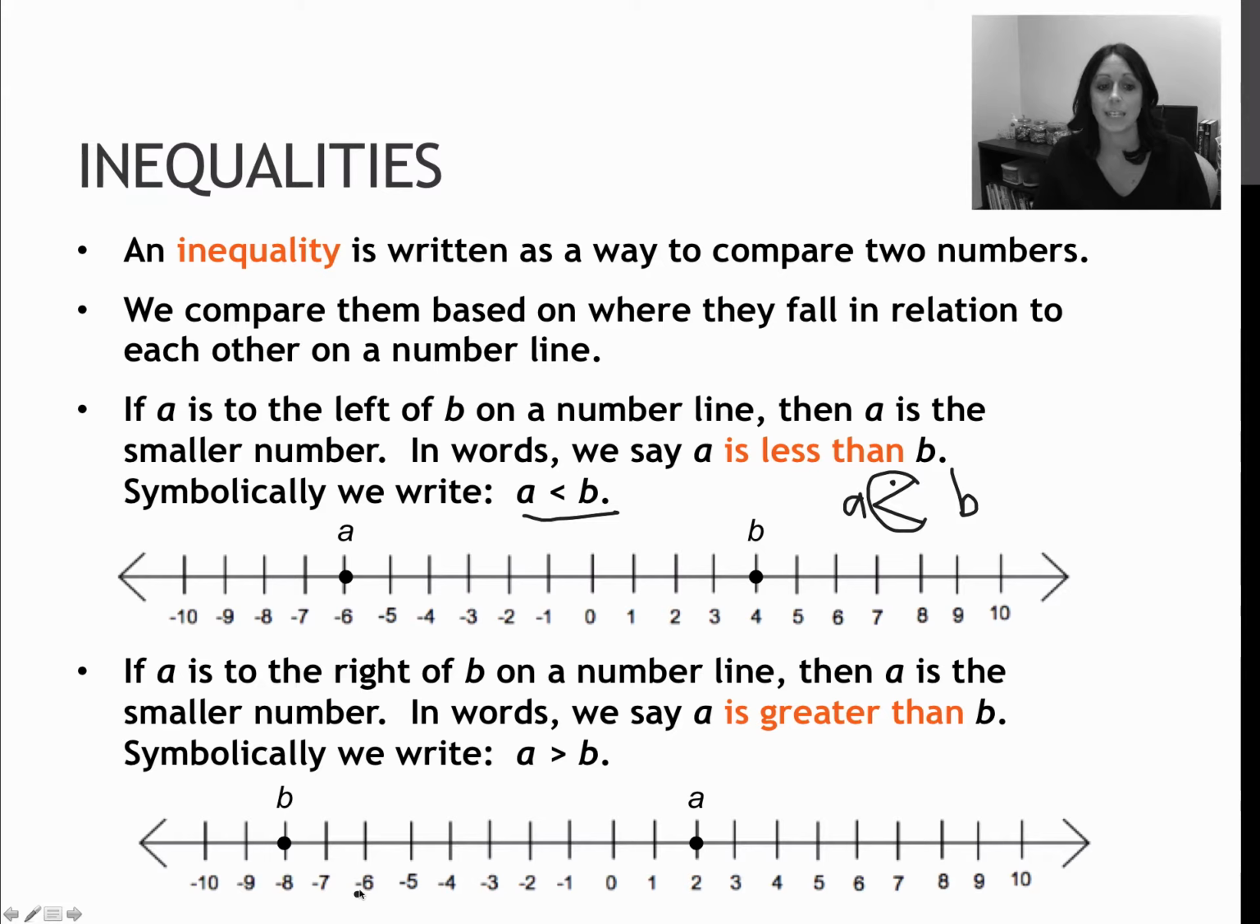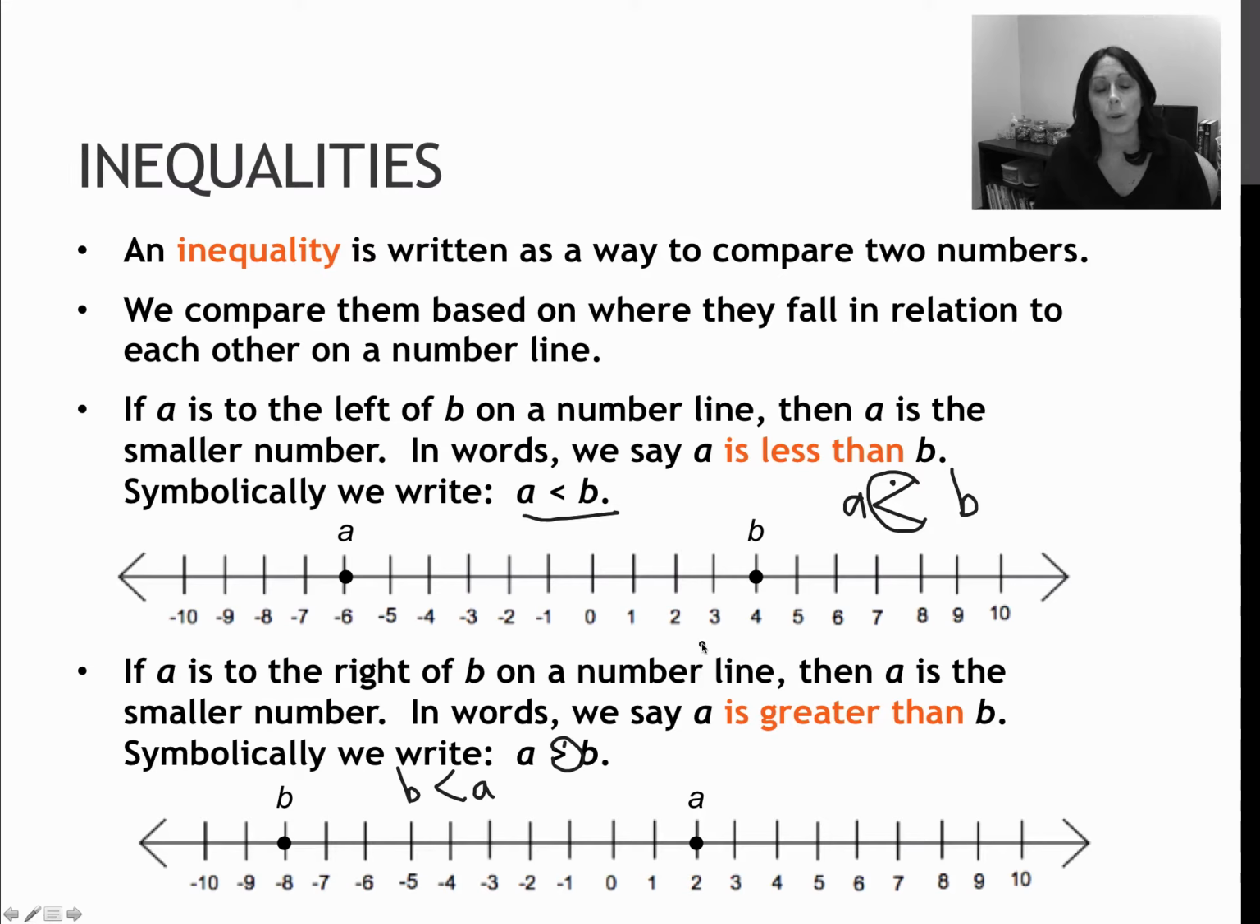For our second example, we have B over here at -8, and we have A over here at +2. Now B is to the left, so I could write B is less than A, and that would certainly be a correct way to write them. If I want to write A first, I'm saying that A is greater than B. So A is greater than B. Again, notice the mouth is open to the larger of the two values.